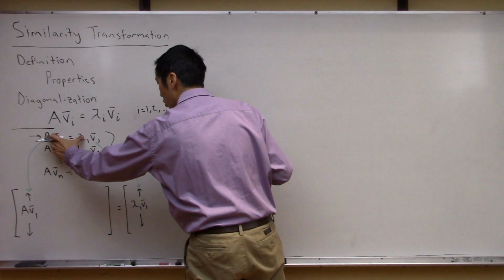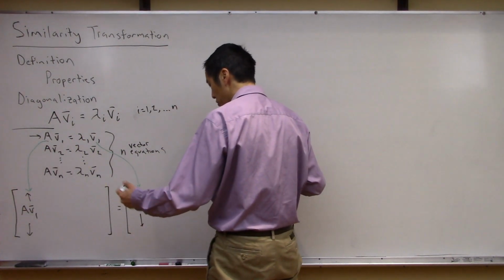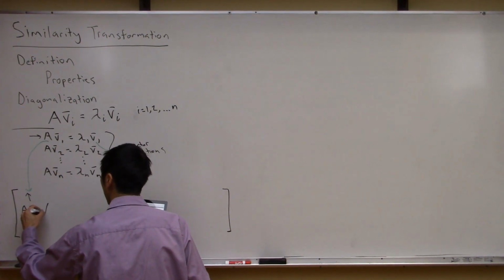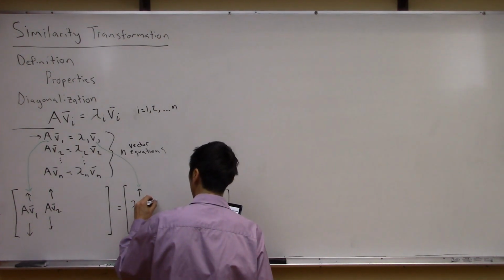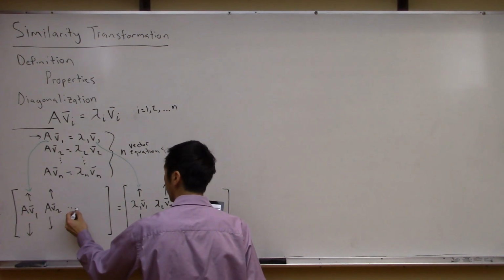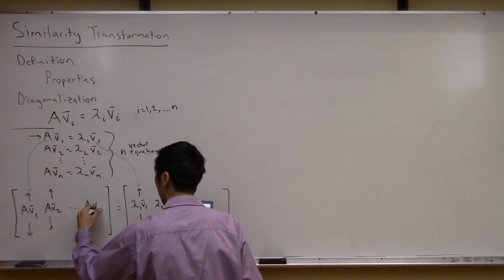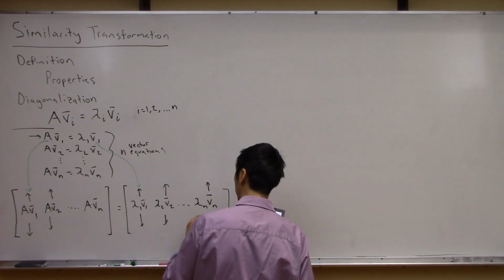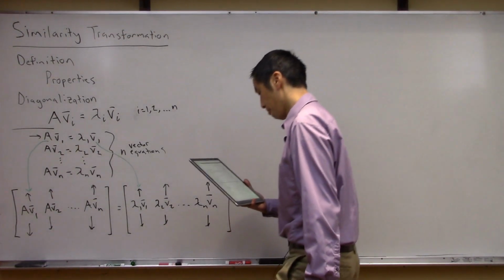So this first equation is the first column of this matrix. Let's do the same thing for the second column of this matrix. This is going to be AV2, and that column is equal to lambda 2 V2, etc., etc., and we're going to go all the way down to AVn is equal to lambda n Vn.